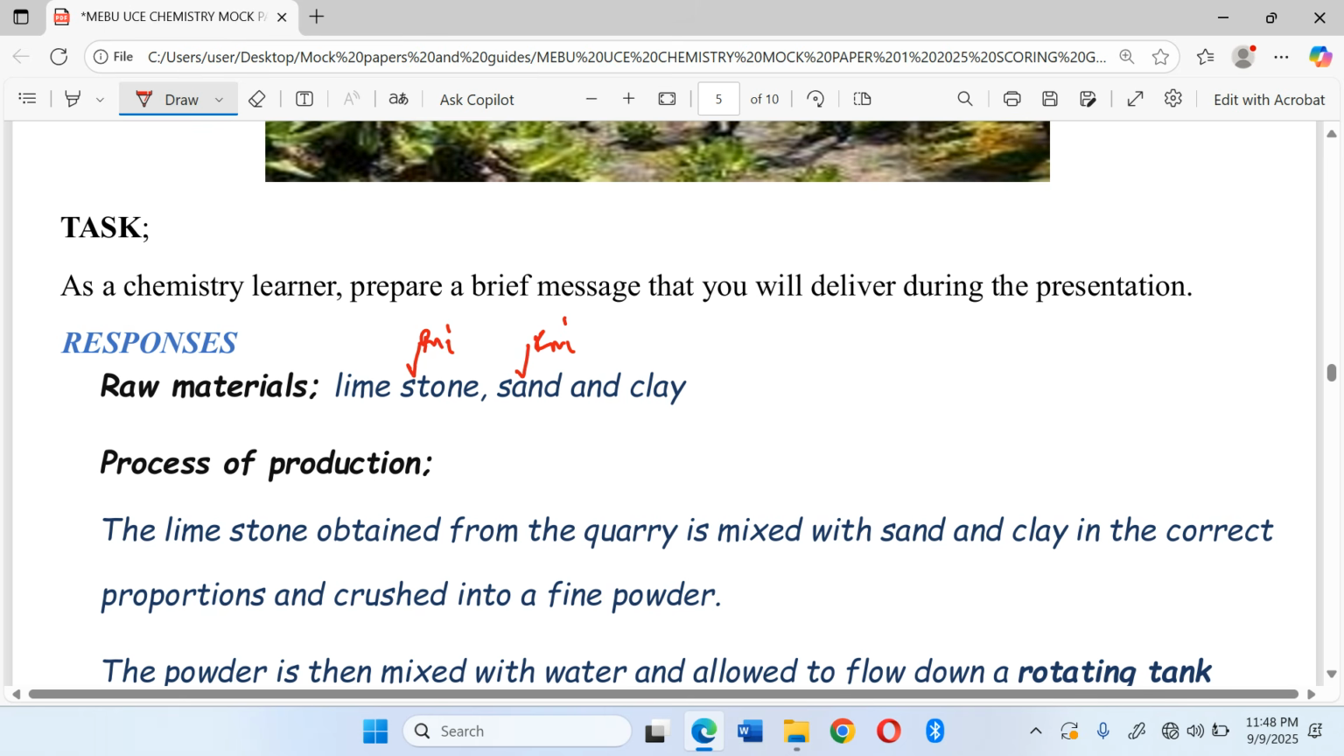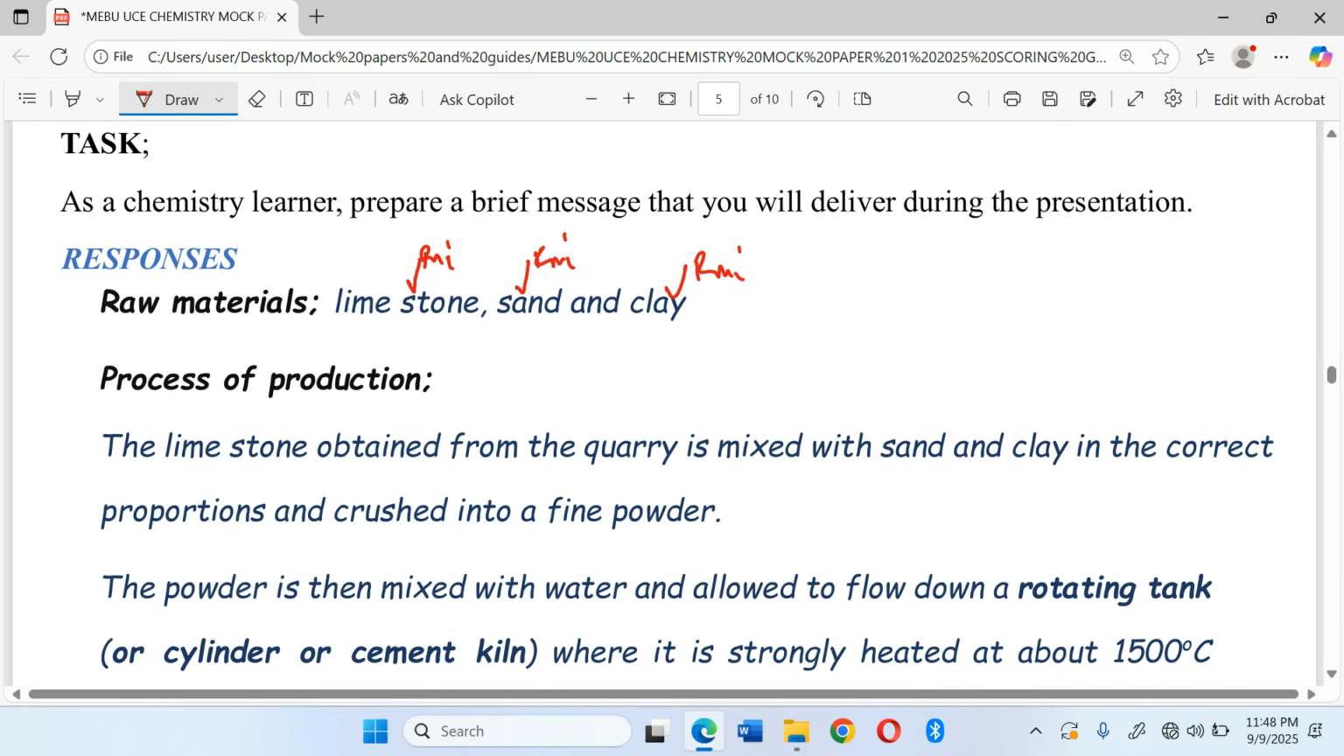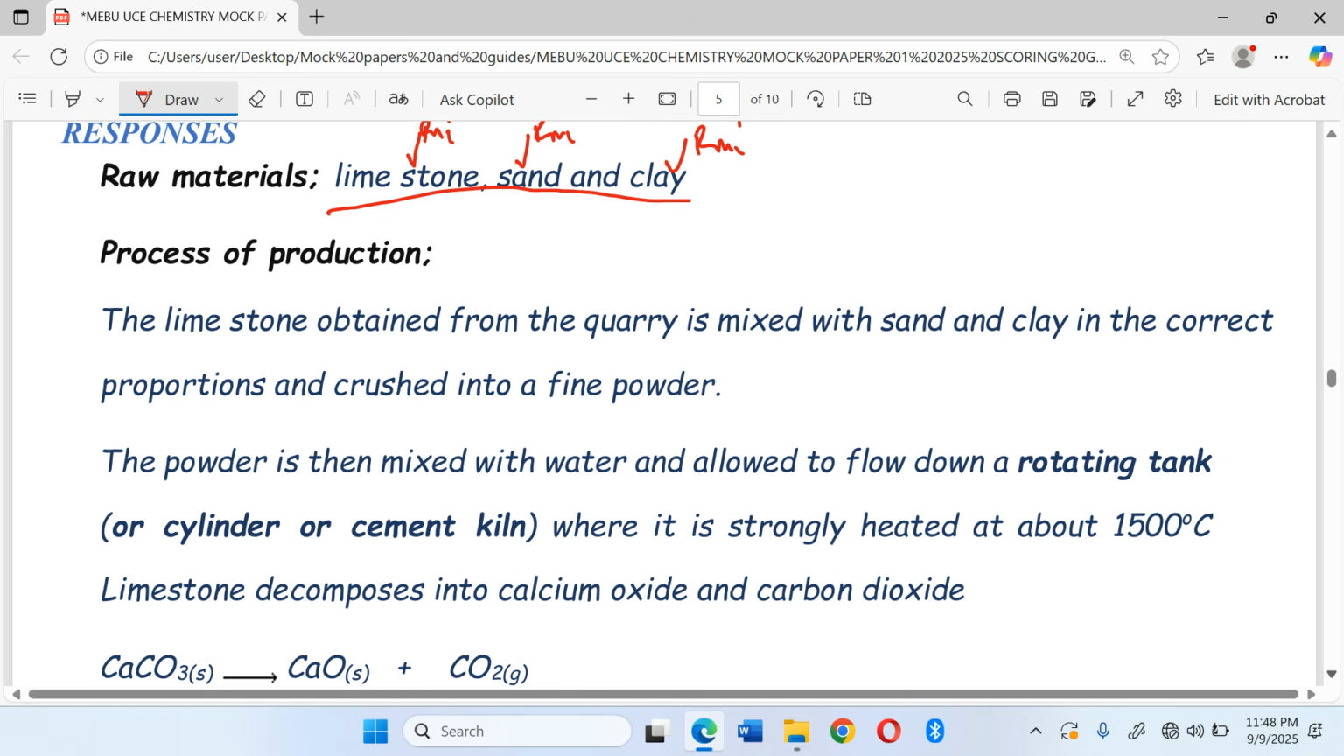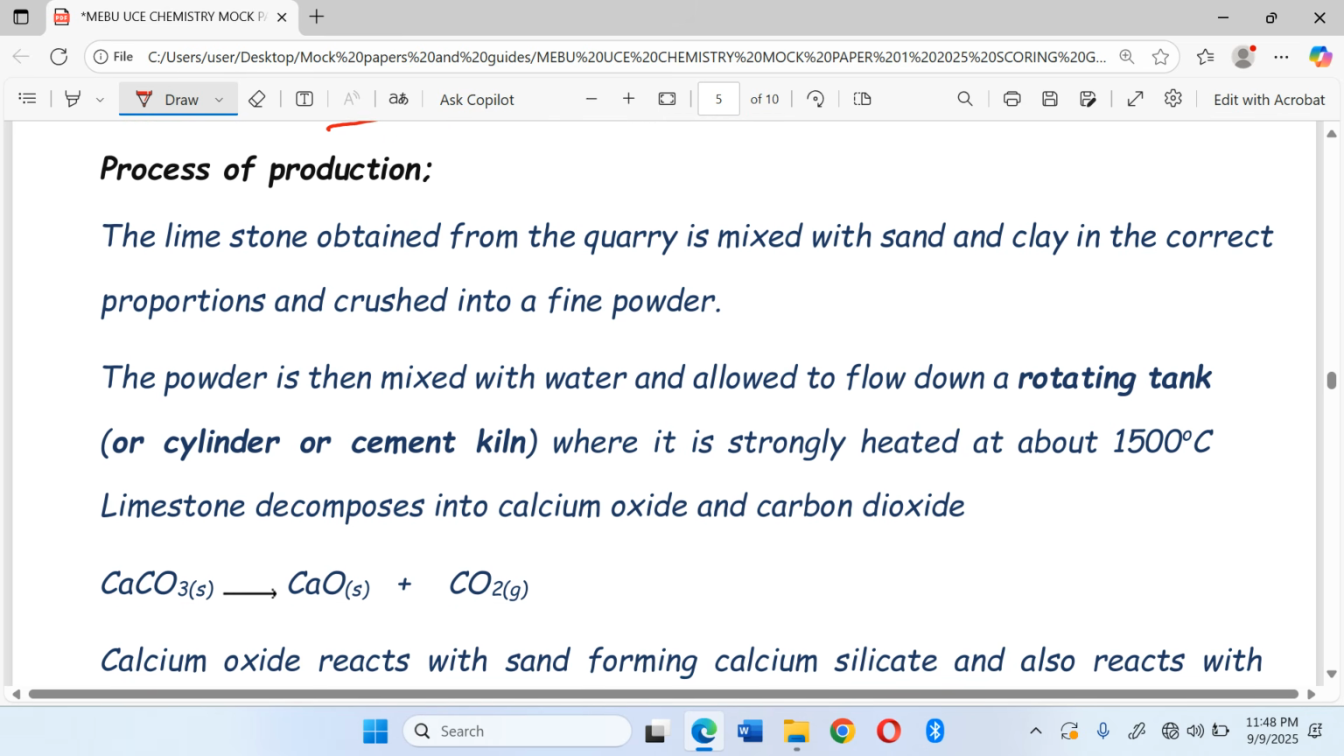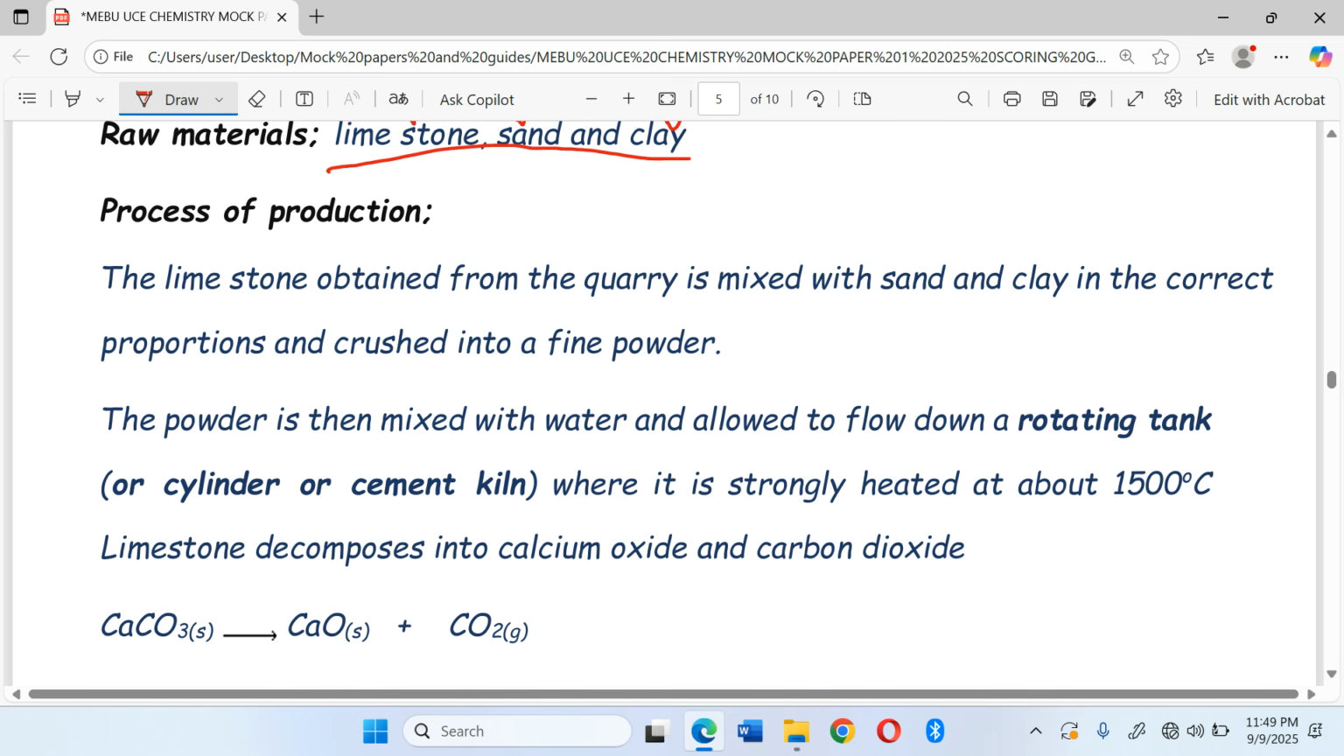We have sand, raw material. We have clay, which is also a raw material. But you may not separate the raw materials from the process of production. You put these raw materials inside here in the process of production, which is also still very okay. It has no issue. Though even separating them like this also has no issue. So you're the one to choose which one is best for you. But for me, I would prefer you list all the raw materials first, then you go to the process of production. So let's look at this process of production.